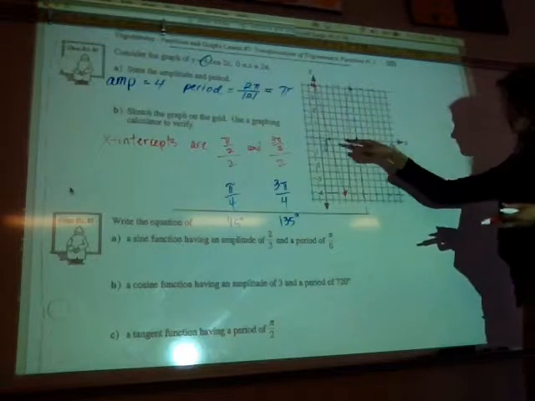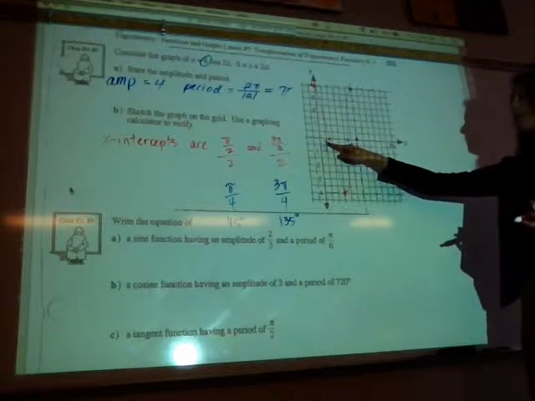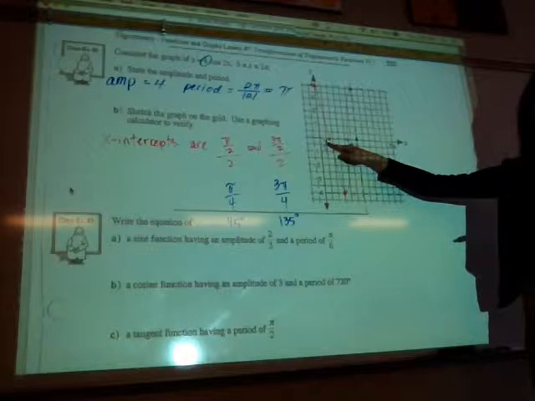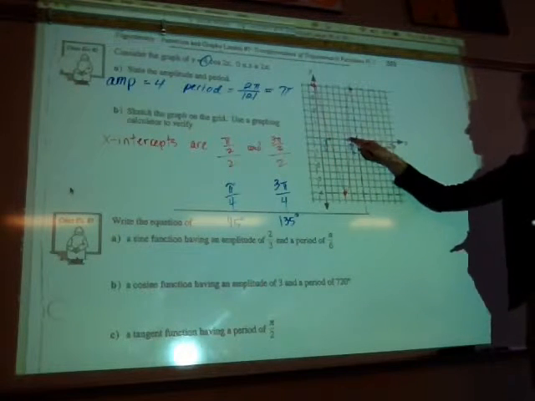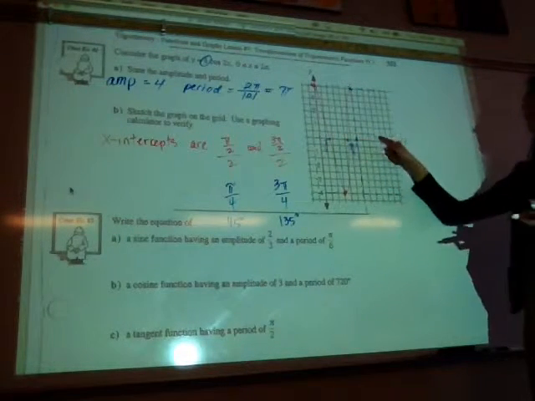So let's take a look. If this is at 45, where will my next x-intercept be? What's the period? 180, so it's going to be 180 later. Okay, and then this x-intercept will be 180 later.